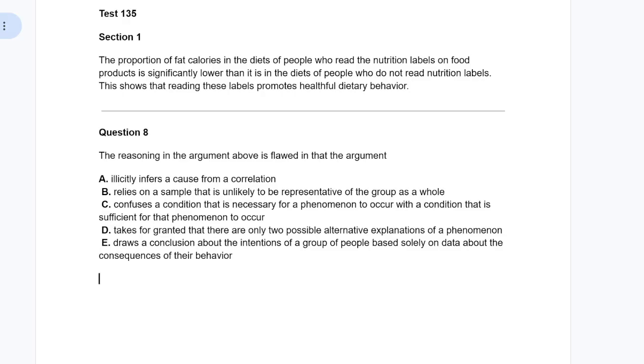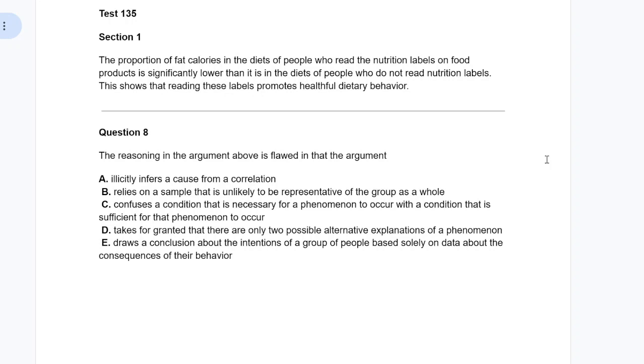So this question starts off by saying that the proportion of fat calories in the diets of people who read the nutrition labels on food products, so the amount of fat that a food has, for people who read the nutritional labels, is lower than it is in the diets of people who do not read nutrition labels. Well, yeah, that makes sense, right? So maybe the people who read the nutrition labels are more conscious of their health, so they're not going to buy the foods that have a lot of fat calories or something like that. This is going to be our conclusion, right? We're going to claim something on the basis of this premise. So this shows that reading these labels promotes healthful dietary behavior.